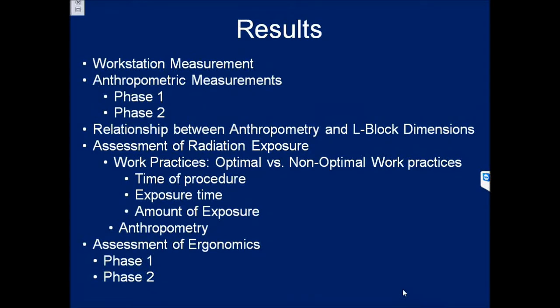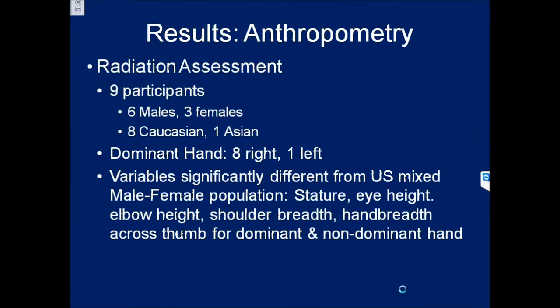Okay, now that we've gone through the methods, I'll give you some of the results of what I did. The results of my anthropometry for my radiation assessment: my demographics were 6 males, 3 females. 8 of them were right-handed, 1 of them left-handed. However, that left-handed person performed the procedure the same as the right-handed person. So when I did my evaluation, I considered them to be the same as the right-handed person.